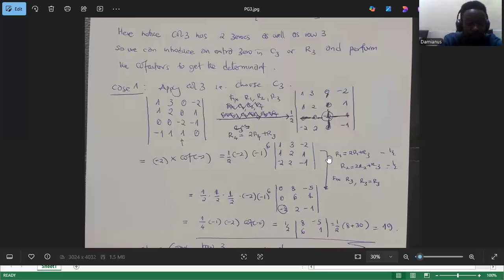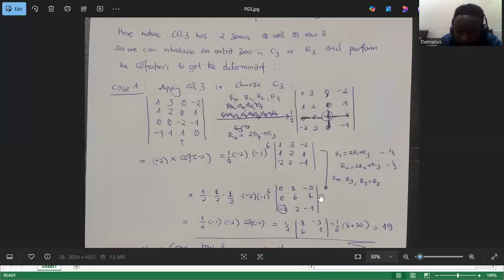Then row 2 is going to be: multiply this guy by 2, add to row 3. So you have 1 times 2, 2. Minus 2, 0. Then 2 times 2, 4. Plus 2, 6. 1 times 2, 2. Plus minus 1, 1. So this is our new matrix. And so now this determinant equals this determinant. And now we expand the determinant using this column. Why? Because we have two zeros.